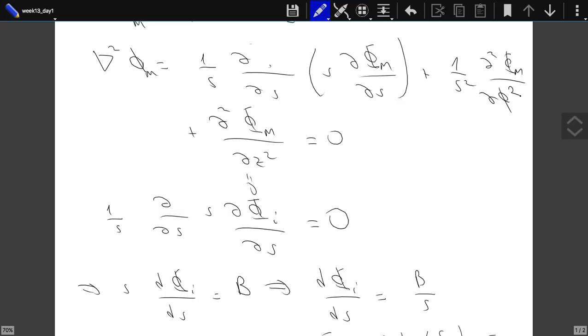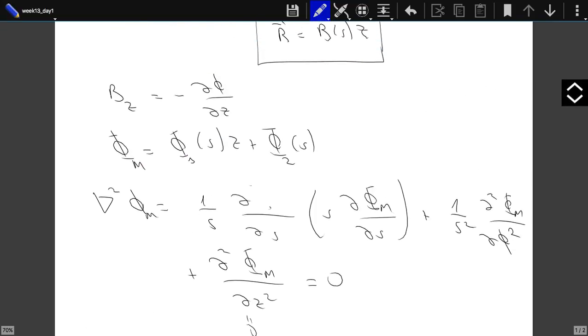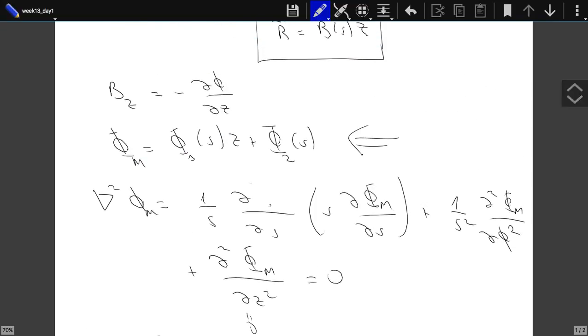How is this 0? Well, you see, because of this. We know that B should be independent of Z. But if B is independent of Z, that doesn't mean that your potential is independent of Z. It can have this linear dependence. I just use the fact that I look for a potential that is independent of phi. So we're not discussing the most general solution, the most general condition consistent with our symmetries.